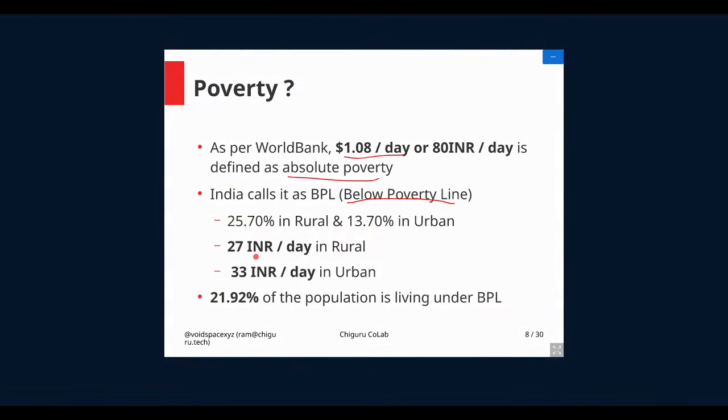And in India, the average daily wage is roughly about 27 rupees a day for rural and 33 rupees a day for urban, right? For the BPL. Now, if you correlate the World Bank's absolute poverty definition and the below poverty line everyday earnings, that potentially means that nearly 21.92%, up to about 22% of India is way below absolute poverty. Not in absolute poverty, way below absolute poverty, right? So even if you take this number, 80 rupees, and say 50% of it, that's about 40 rupees. Not even the urban BPL earns 40 rupees a day, which is very important.